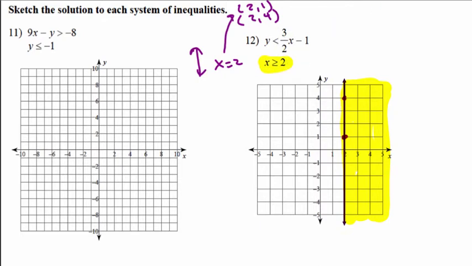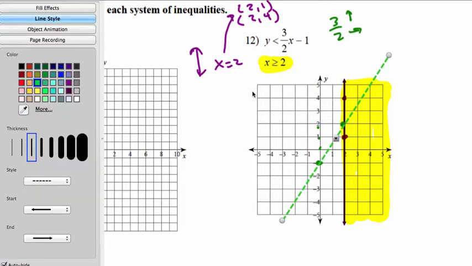All right, second inequality, we're looking at a slope of 3 over 2, which means you're going to have to go up and to the right, and we start at -1. So down here at -1, we go up 3, 1, 2, 3, over 2. We're looking at intersection point right there. We have to be careful because this line is dotted because it's not equal to. All right, there we go.